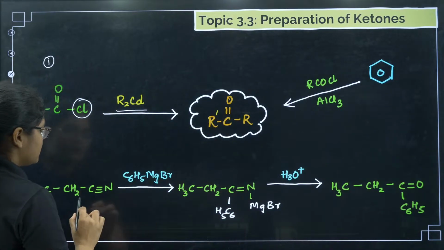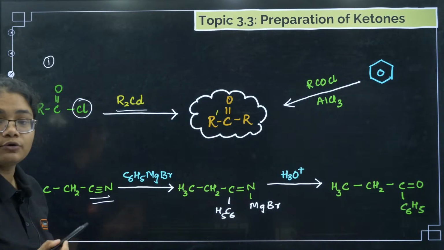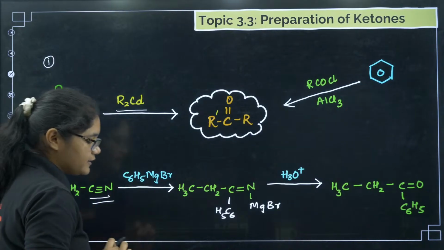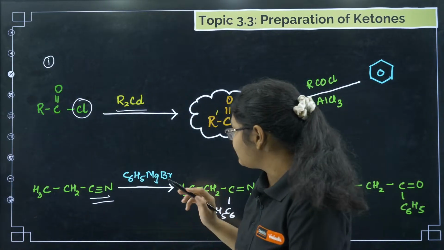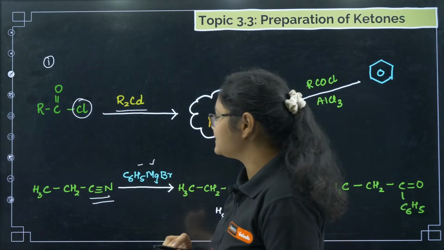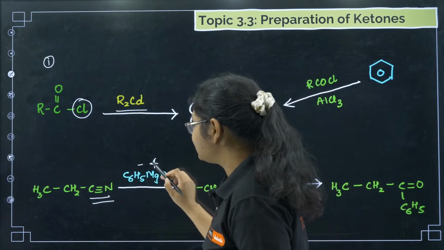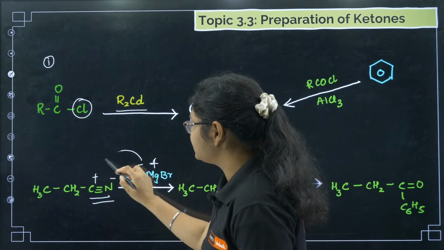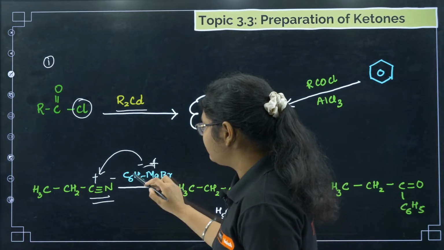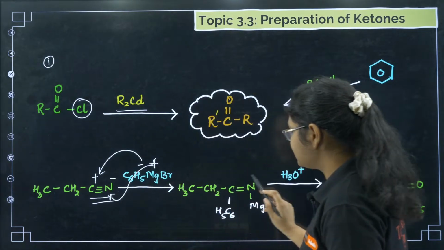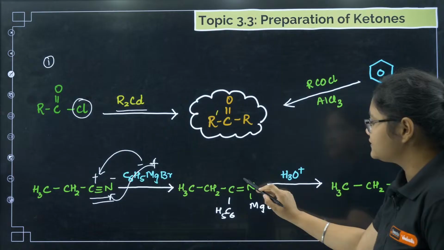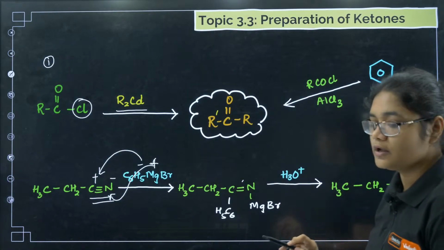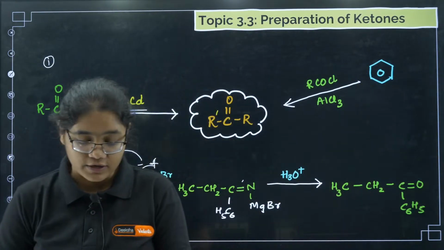Next, with nitriles, I have to take a Grignard reagent. In the Grignard reagent, the Mg is plus and the carbon is minus, while in the nitrile the carbon is plus and the nitrogen is minus. So this C6H5 will attack here, and MgBr will attack on the nitrogen. Now if I do hydrolysis, this group will get converted to your ketone group.